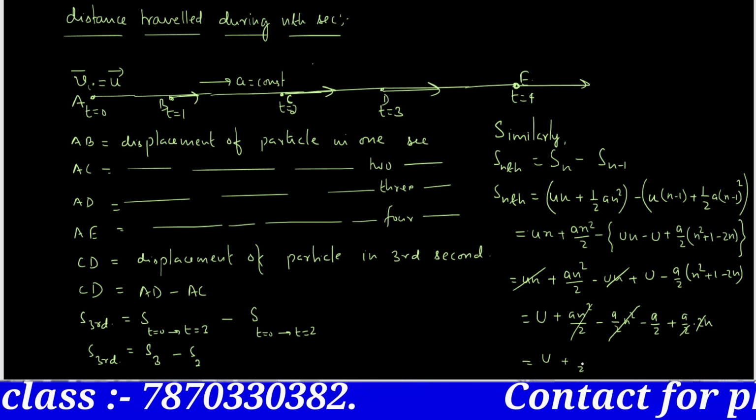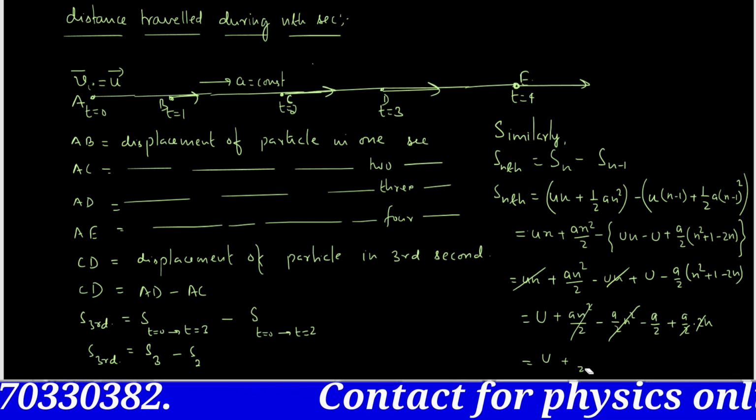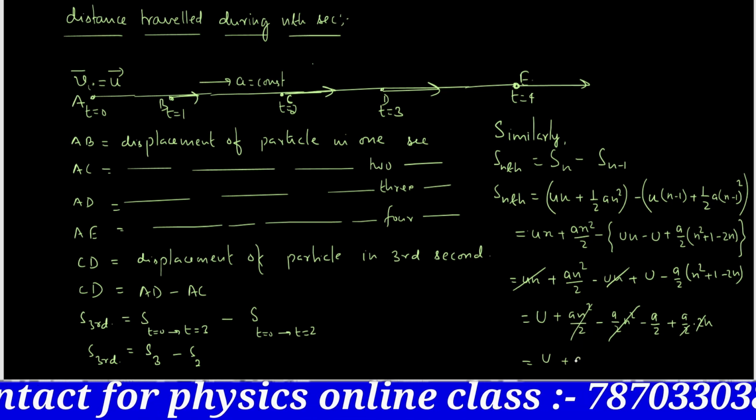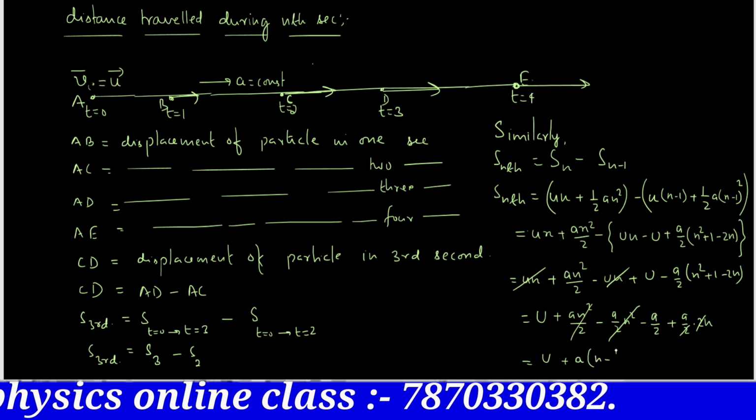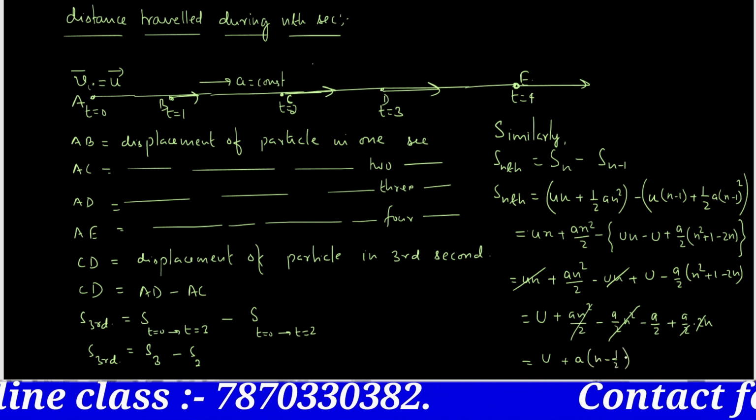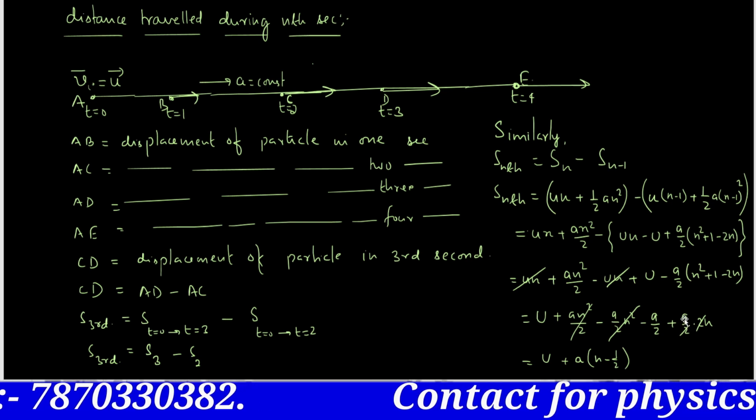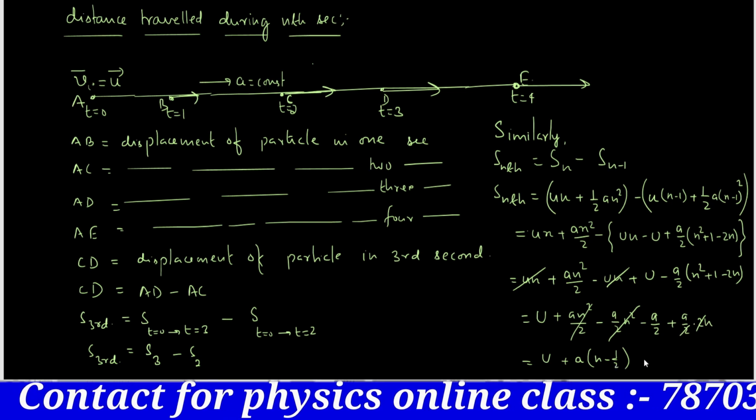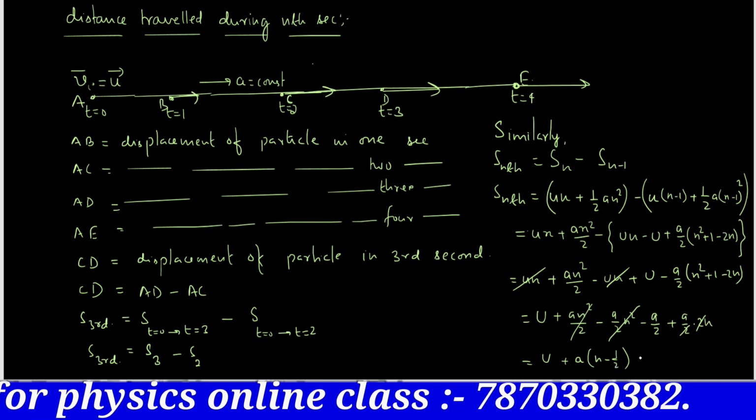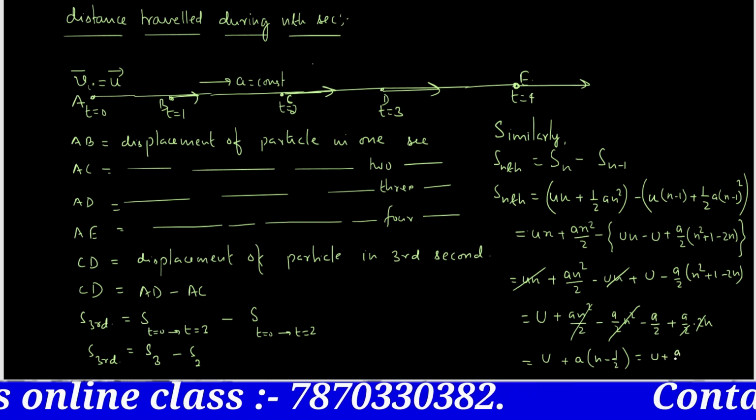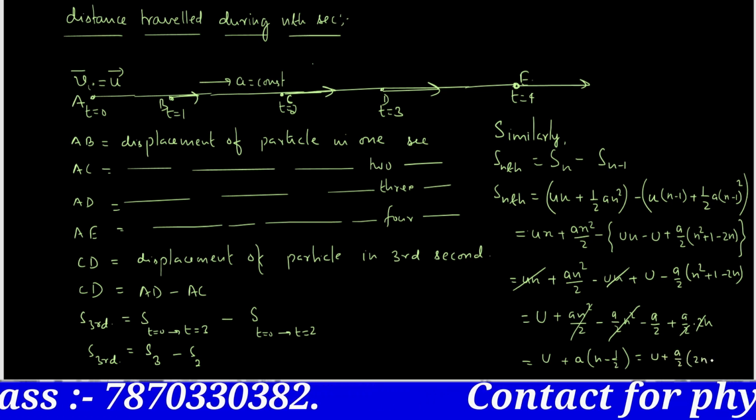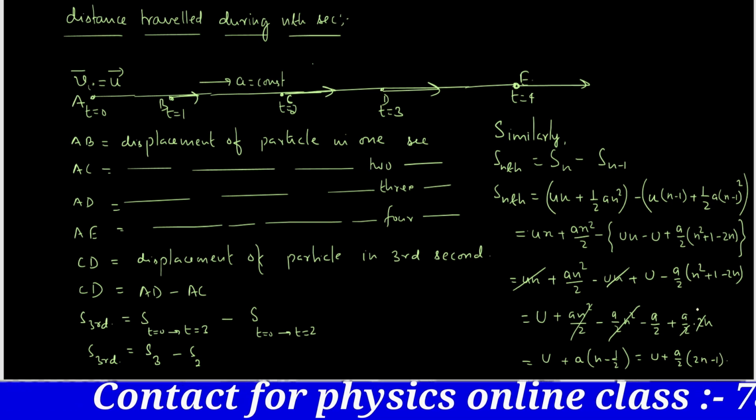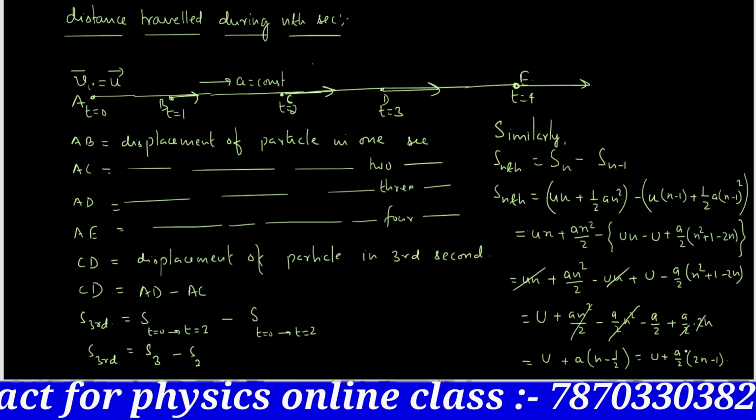So u plus, wait, u minus a by 2, right? Yes, just a second. I am arranging this. u plus a common. This is n minus half, right? Look here. I have written a first, a common, n minus 1 by 2, right? So this will be u plus a by 2 into 2n minus 1. Any problem? No.